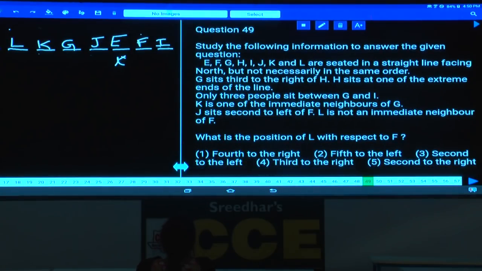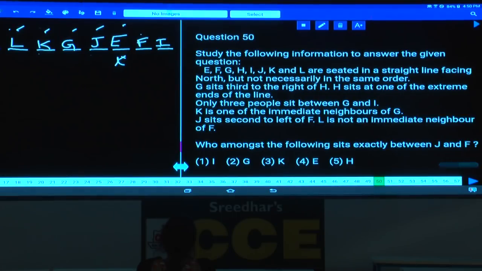Then question number 49. What is the position of L with respect to F? 1, 2, 3, 4, 5. Fifth to the left hand side. Fifth to the left hand side, it is given in choice 2. Then question number 50. Who among the following sits exactly between J and F? Tell me who is the person exactly in between J and F? E. E, that is given in choice 4.